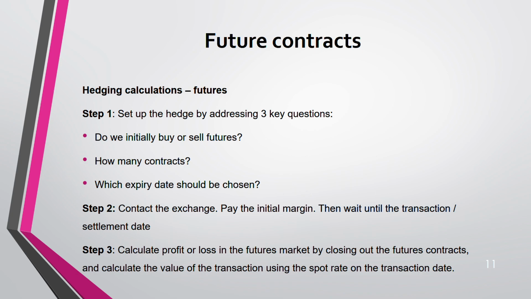So you close the future position. If you are buying the future, now you sell the future and find the profit or loss. And then you calculate the value of the transaction in the spot using the spot rate also. If it's a profit, you add the profit. If it's a loss in the future, you deduct the loss. That's how you get the overall net position.